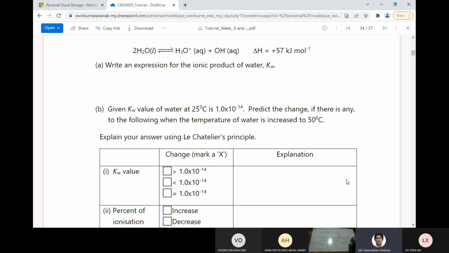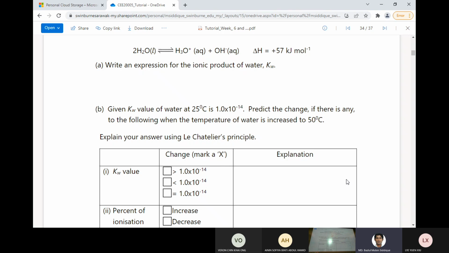Does it make any difference? It doesn't make any difference. So we consider that water is not changing in concentration. It is an insignificant change in its concentration. And that is why we do not consider the concentration of water. Now, okay, so this is the ionization constant. Oh, it is given here already, yes.